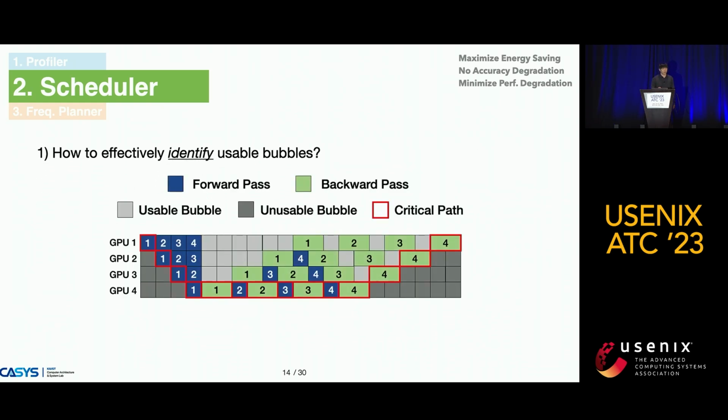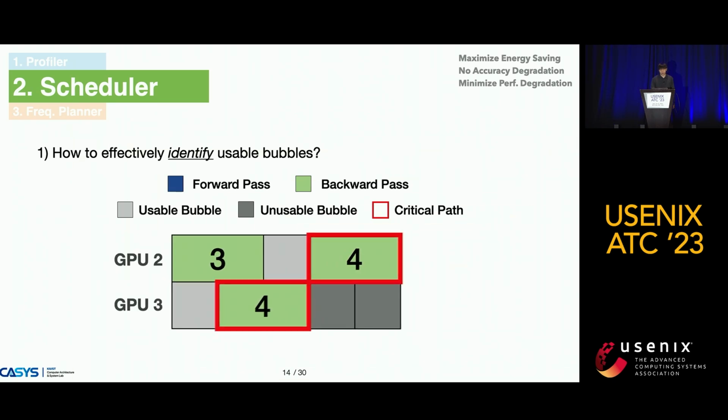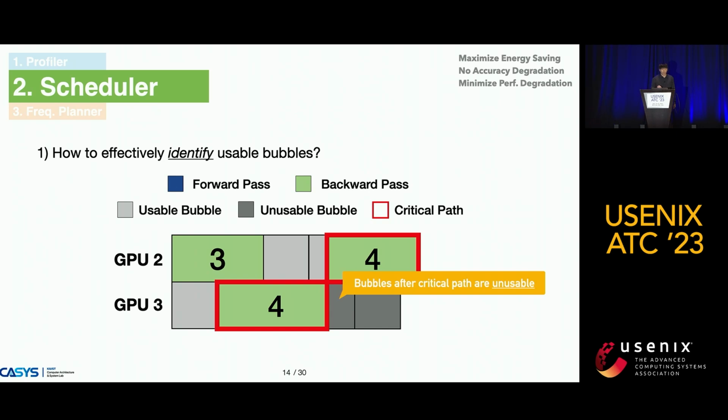To solve the first question of identifying usable bubbles, let's zoom in. What happens when we try to use bubbles after the critical path? Let's stretch BP4 in GPU3 to use the bubbles after it. When we try to use the bubbles after the critical path, the units on the critical path delay, leading to performance degradation. This is because the pipeline units on the critical path determine the end-to-end execution time of the pipeline. We can conclude that bubbles after critical paths are unusable.